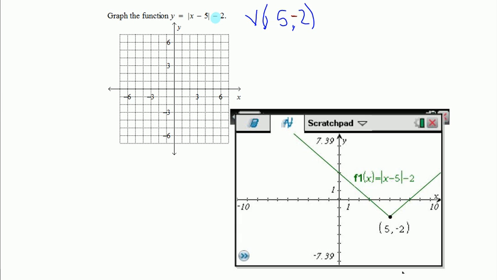We'll replot this at 5, negative 2. So we'll go to 5 and to negative 2 this time. And the slope is still 1 on the sides. Let's clean up that little mess.